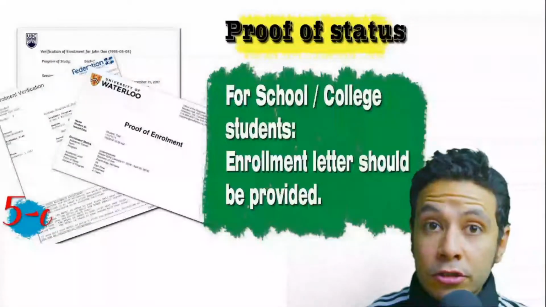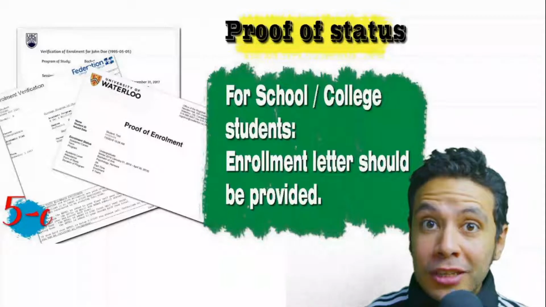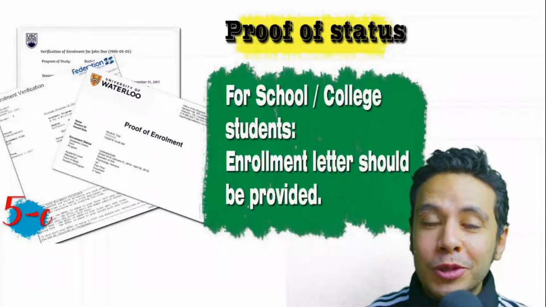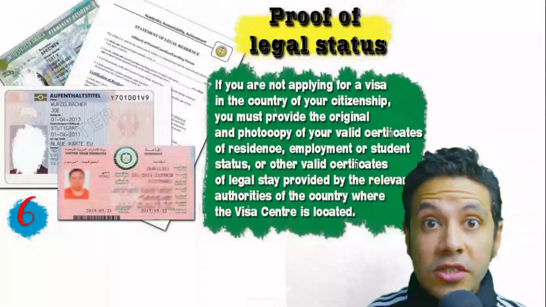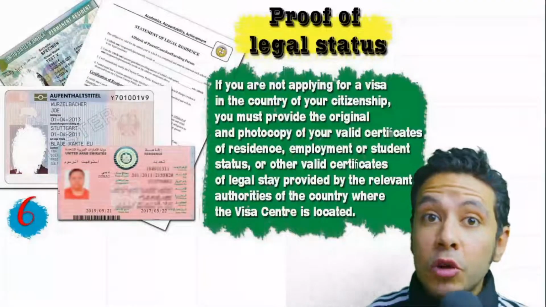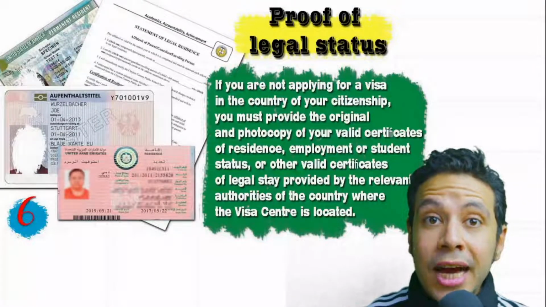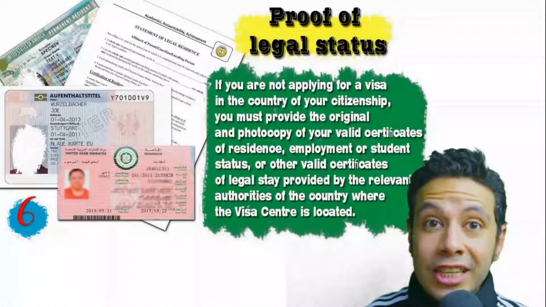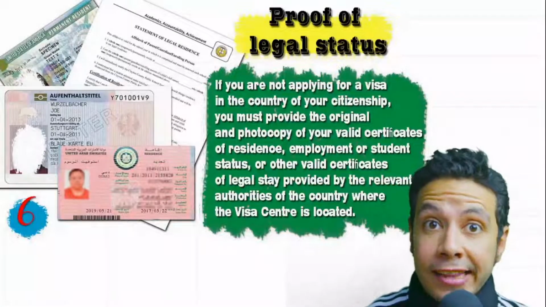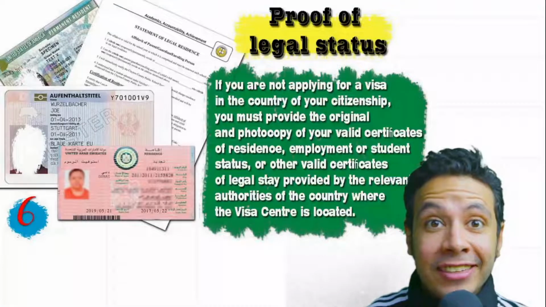But if you are a student in a school or a college, an enrollment letter should be provided from your university or your school. In some cases, you might be applying from a country different from your own country. At that moment, you will need to provide proof of legal status, which is a certificate of legal residence in this country. And in some cases, a valid residence visa for this country can also be accepted.